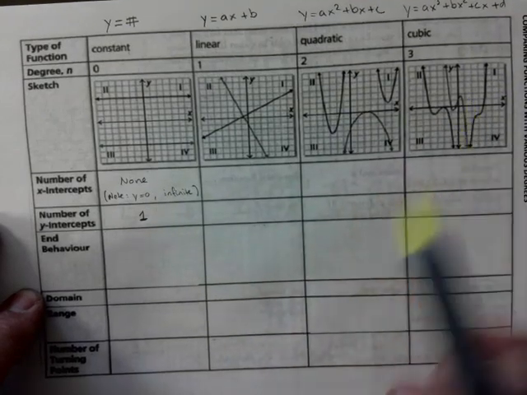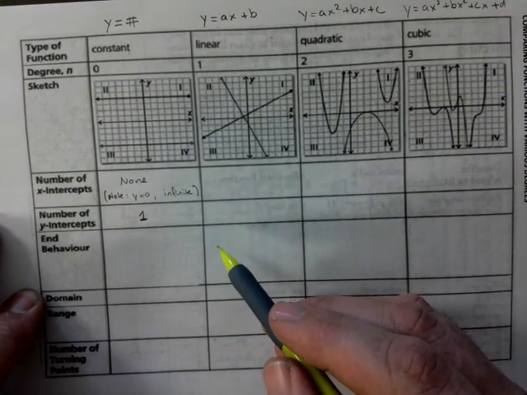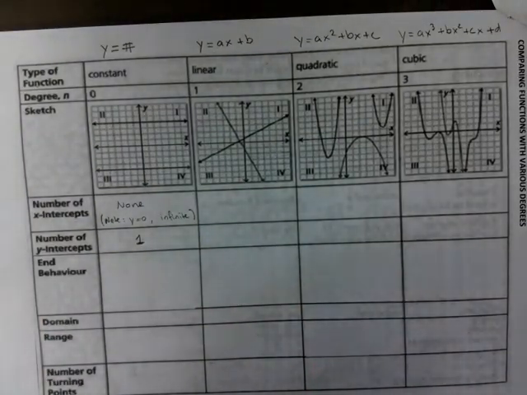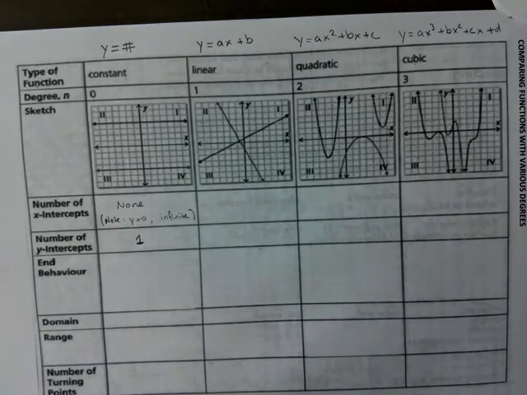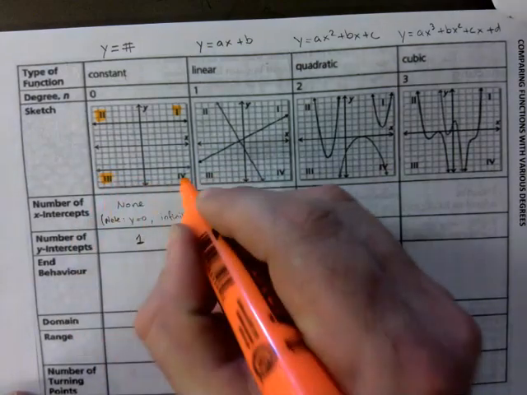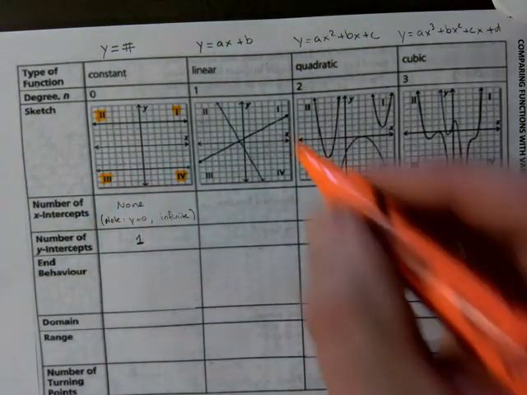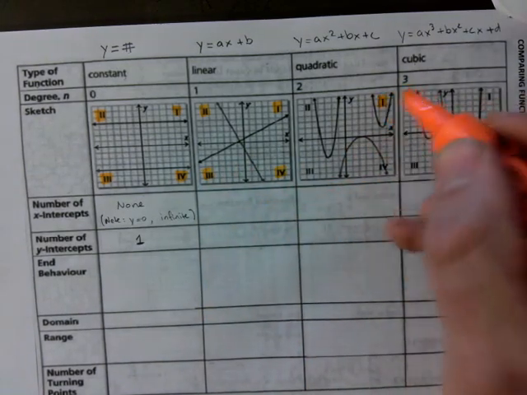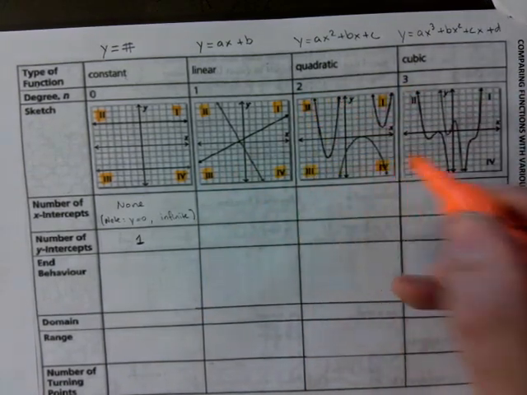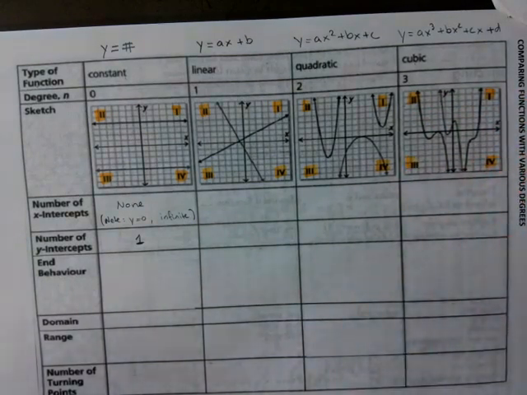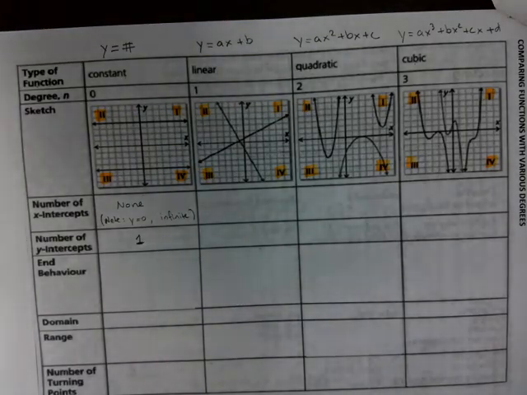Okay, end behavior. I need you to understand this. End behavior, look at the quadrants. I'm going to highlight this real quick here. There's quadrant 1, 2, 3, 4. So when it comes to end behavior, we're going to look at those quadrants. You know what? It's not too bad. You just need to know where the ends are going to end up, basically.